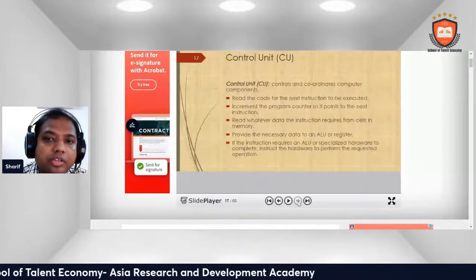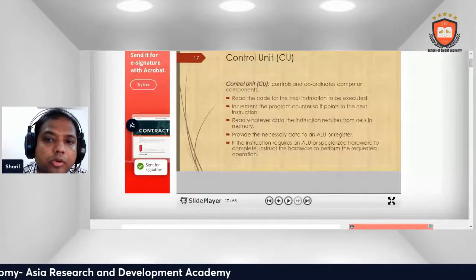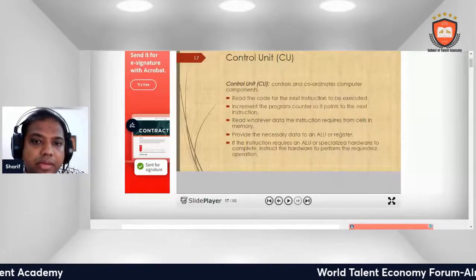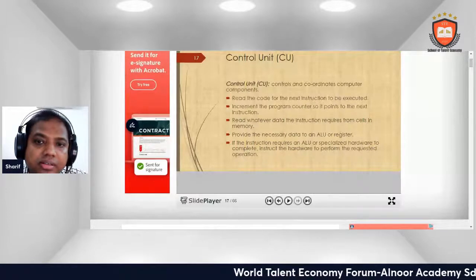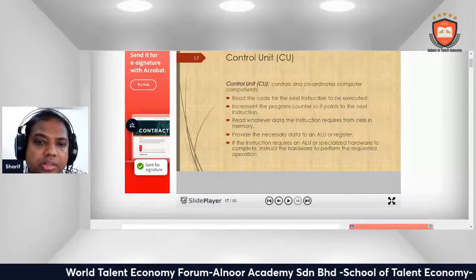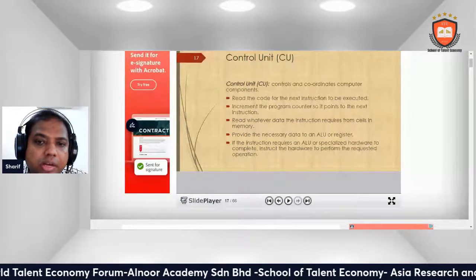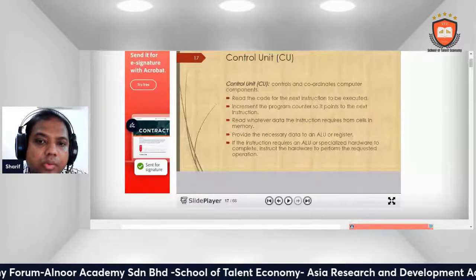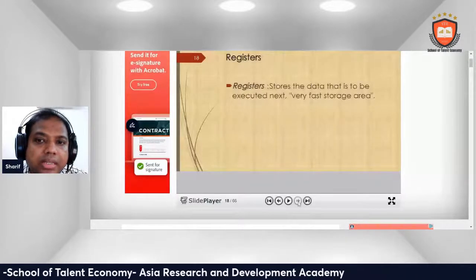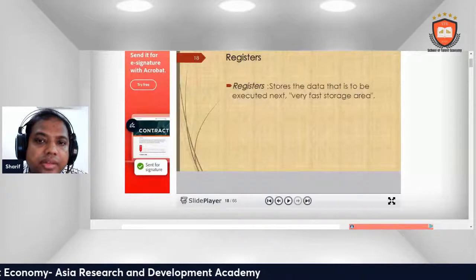The control unit reads the code for the next instruction to be executed. It increments the program counter so it points to the next instruction. It reads whatever data the instruction requires from cells in memory. It provides the necessary data to the ALU or registers, and the ALU and specialized hardware complete the instruction, performing the requested operation. Registers store the data that is to be executed next. A very fast storage area.